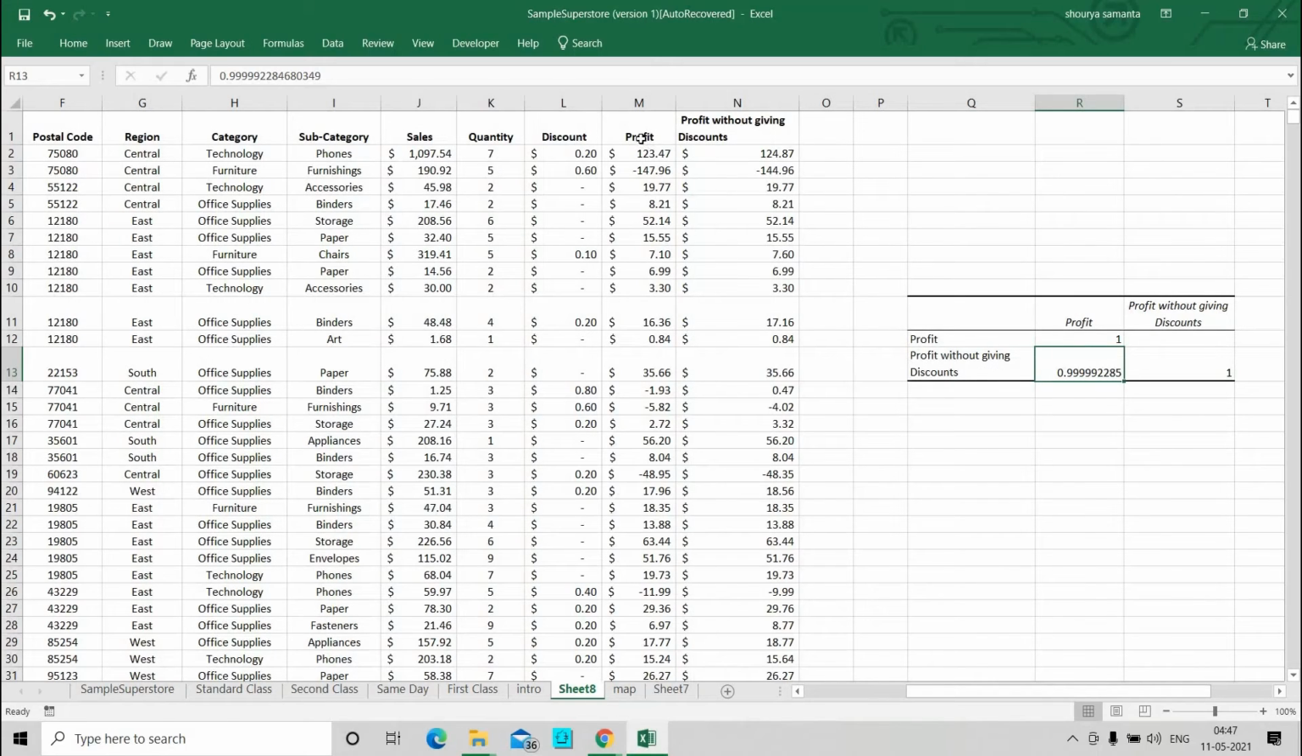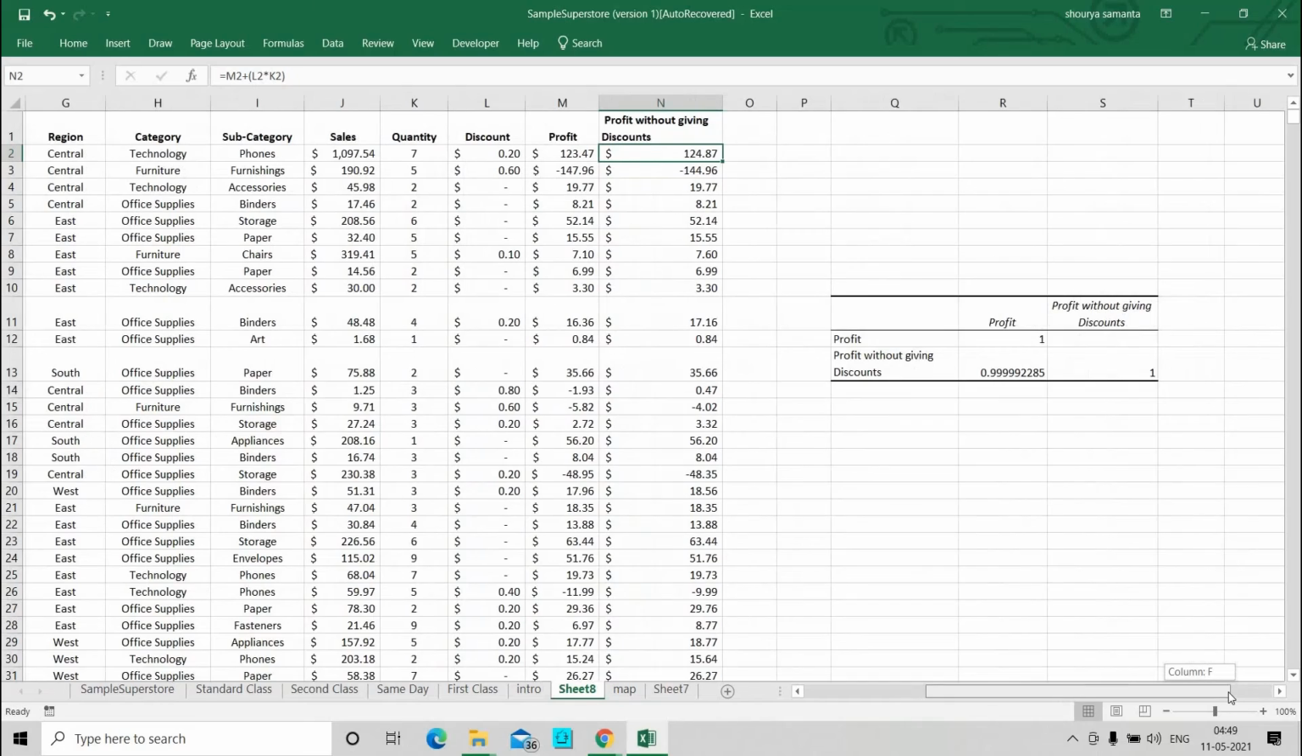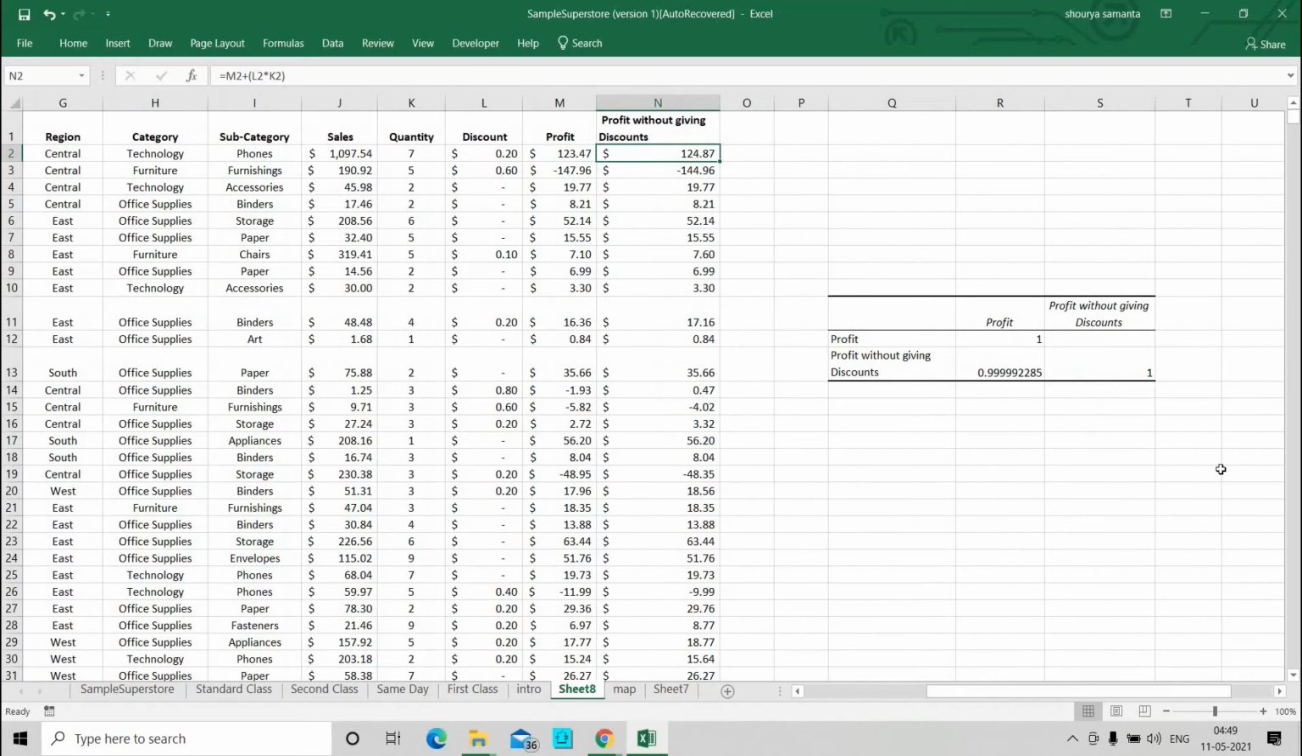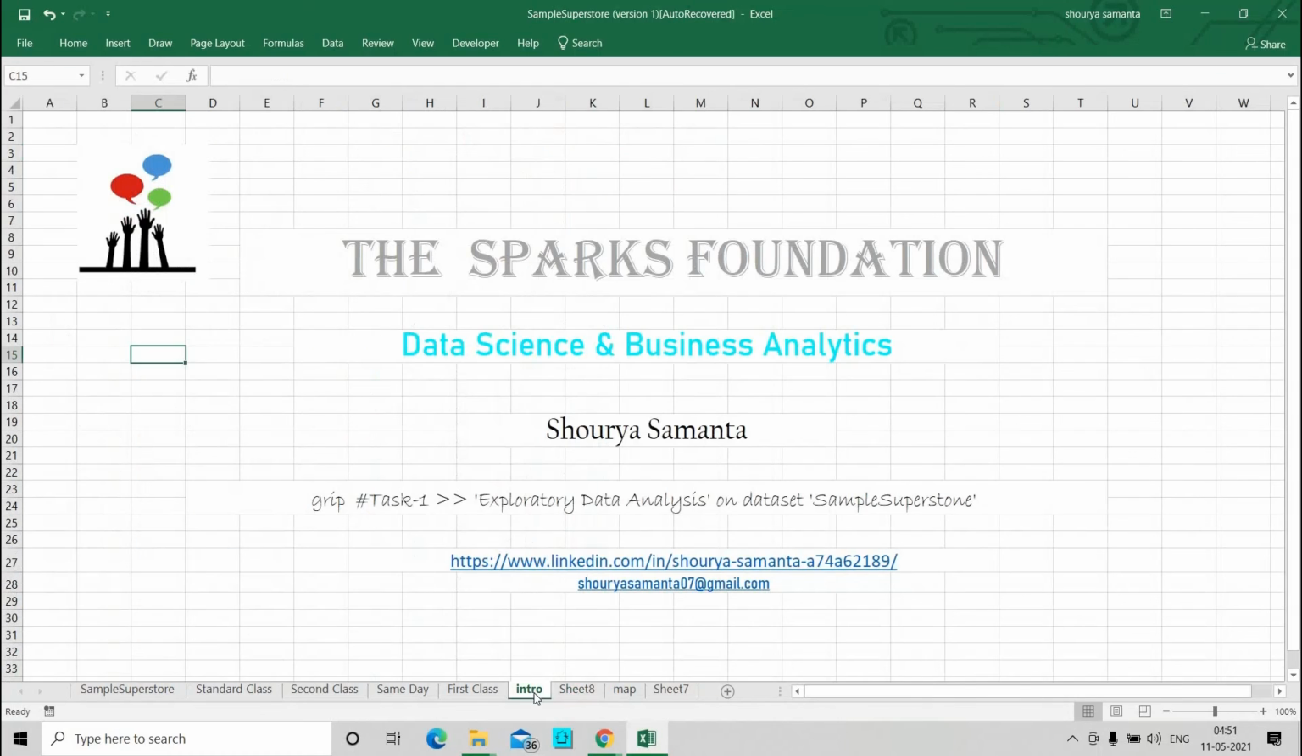After this, we have taken profits without giving discounts into account. We have calculated this by adding the total discounted amount for the whole quantity with the profit. Now if we do a correlation data analysis between these two, we can see our previous profit is this time profit without giving discounts. So this comes to an end.